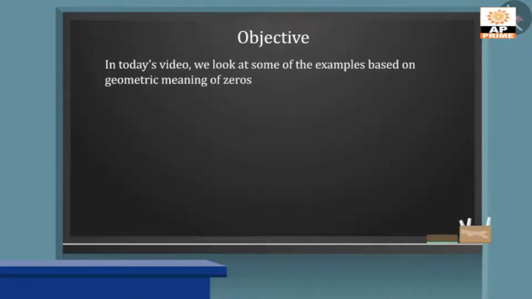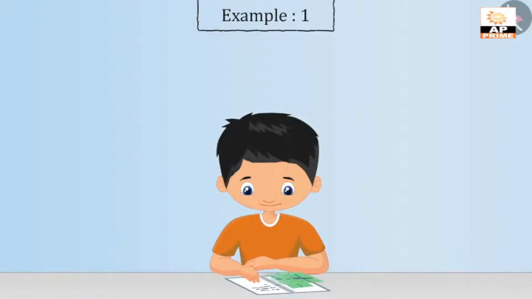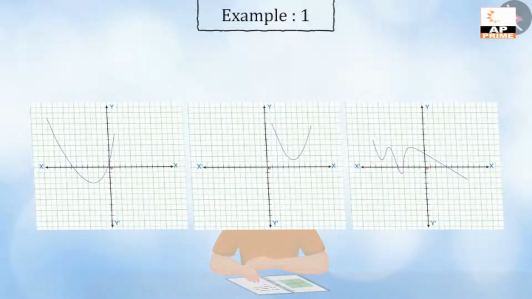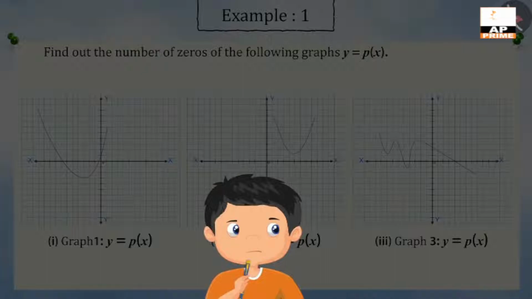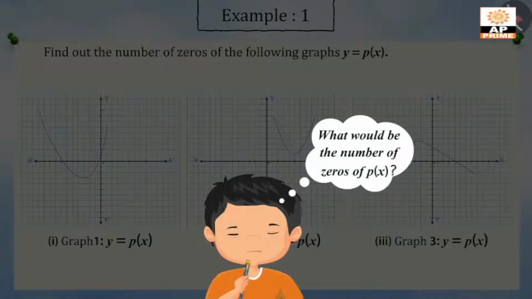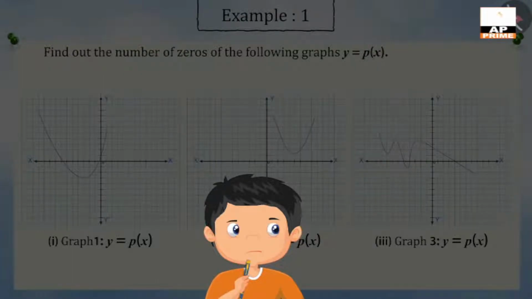In the previous video, we studied the geometric meaning of zeros of a polynomial. In today's video, we will look at some of the examples based on it. Mohan is looking at the graph of y is equal to p(x) in his brother's book, and he's trying to know what would be the number of zeros of p(x). Mohan had studied this concept in his maths class, but he doesn't remember it properly. Let's try to help Mohan.